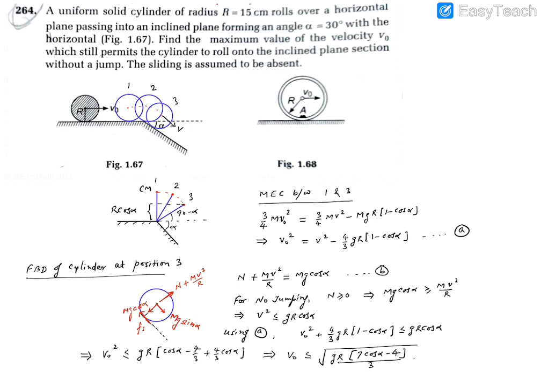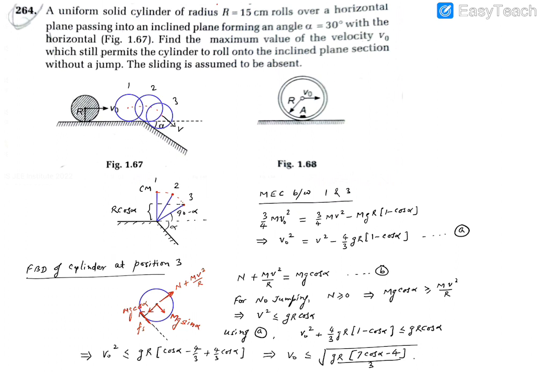Now mechanical energy conservation uses kinetic energy and potential energy. Kinetic energy includes both translational as well as rotational, since in case of rolling the total kinetic energy of a solid uniform cylinder is given by 3 by 4 mv square. So we will write the kinetic energy of the solid cylinder which is rolling as 3 by 4 mv square. We should not write half mv square because that's only for translation.